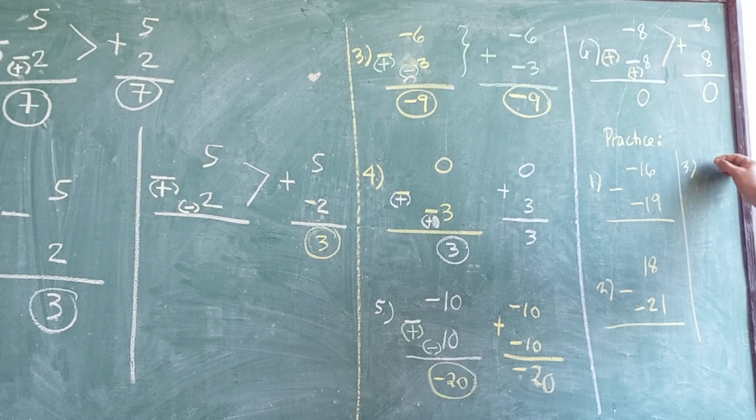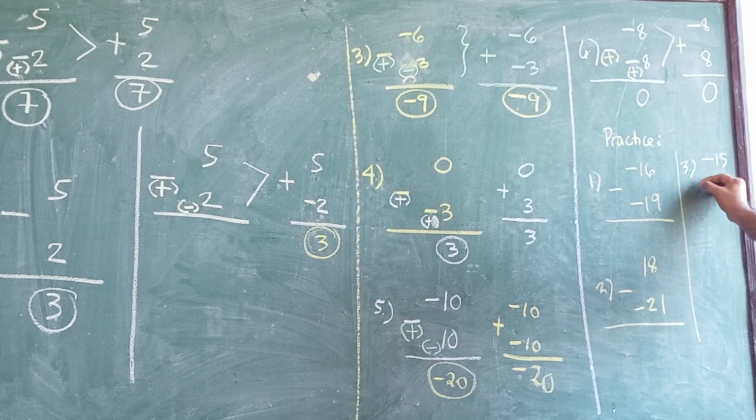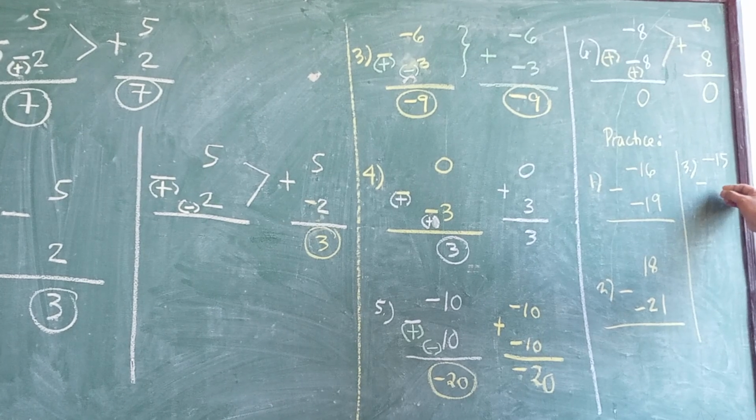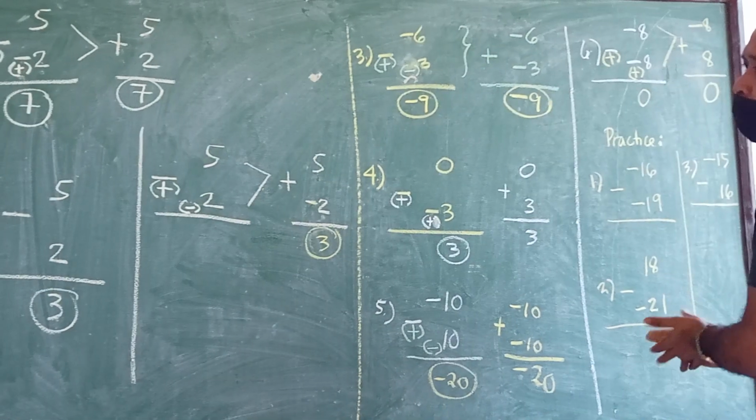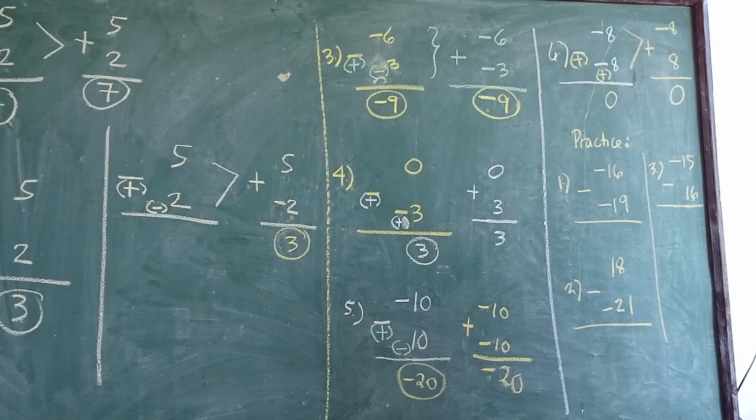And the last one we have here, for example, is negative 15 minus 16. Okay, you have 3 given assignments for you to subtract.